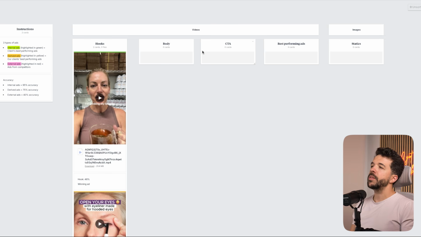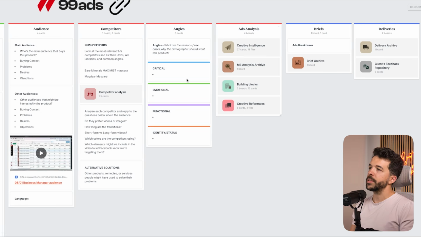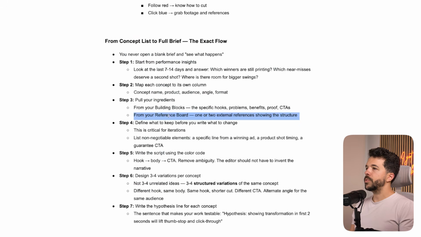And this is how you do it. We do it very simply. We tag or label all of the scenes with a color, and the color shows internal, derived, and external ads. But this is basically what it is. It's pretty simple, very straight to the point. With that said, let's go back to our script.